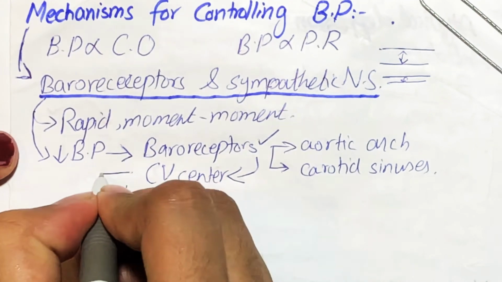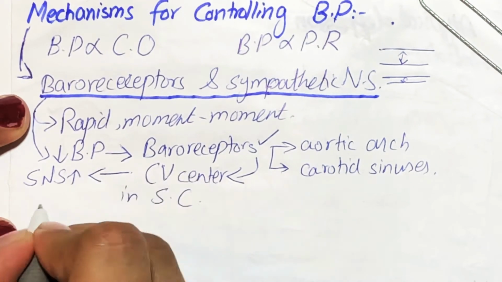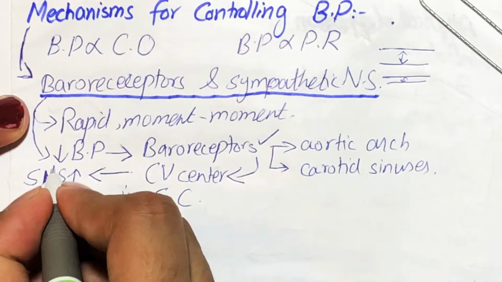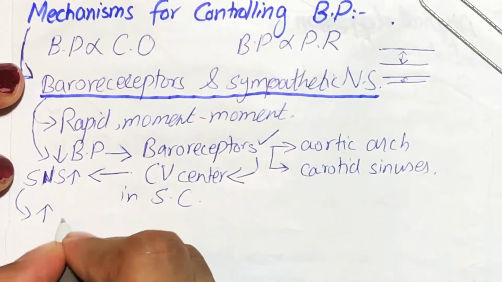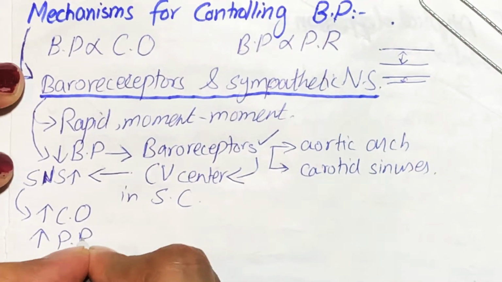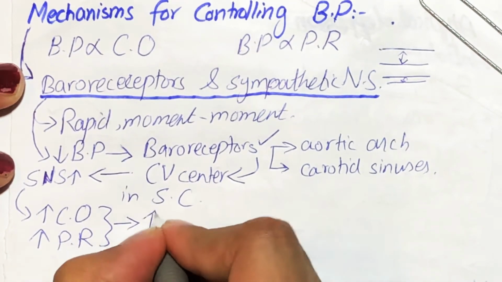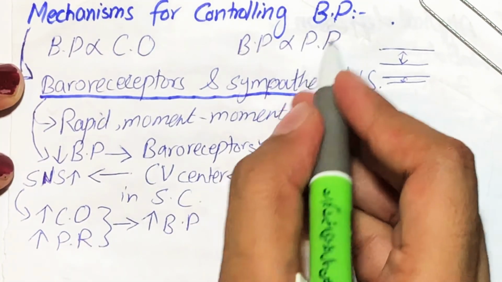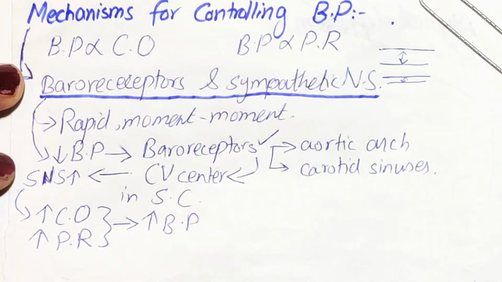So now this cardiovascular center causes the sympathetic nervous system to be activated. Now as the sympathetic nervous system is activated, what will happen? There will be an increase in cardiac output and an increase in peripheral resistance, and both of these things will ultimately lead to an increase in blood pressure, which we have talked about over here, that both of these things are directly proportional to blood pressure. So if these things are increased, ultimately there will be a resultant increase in blood pressure.